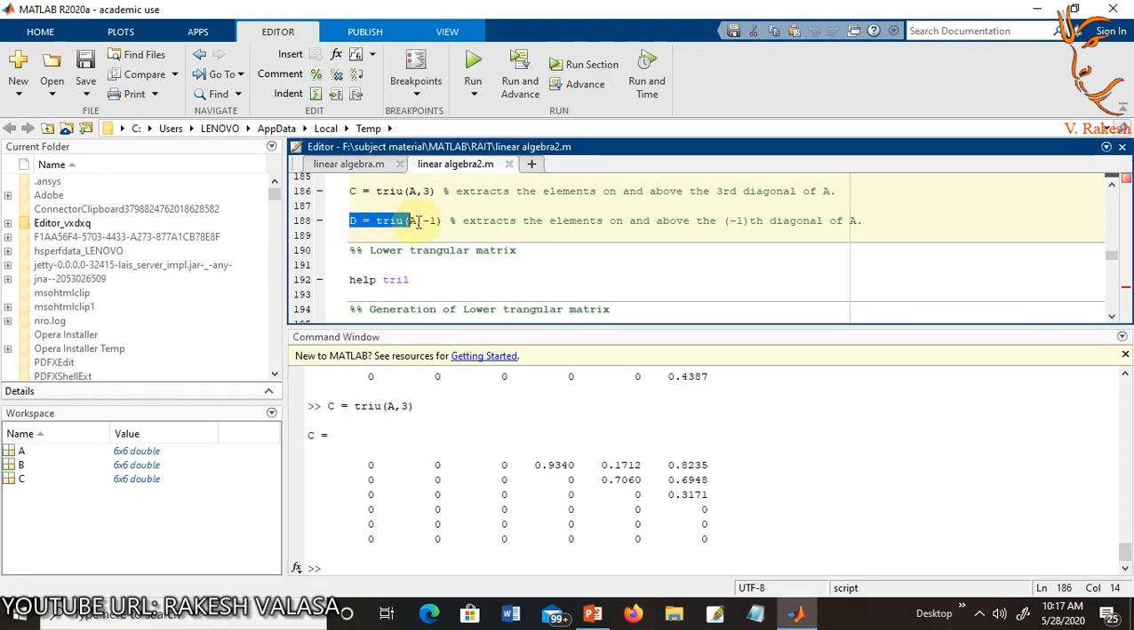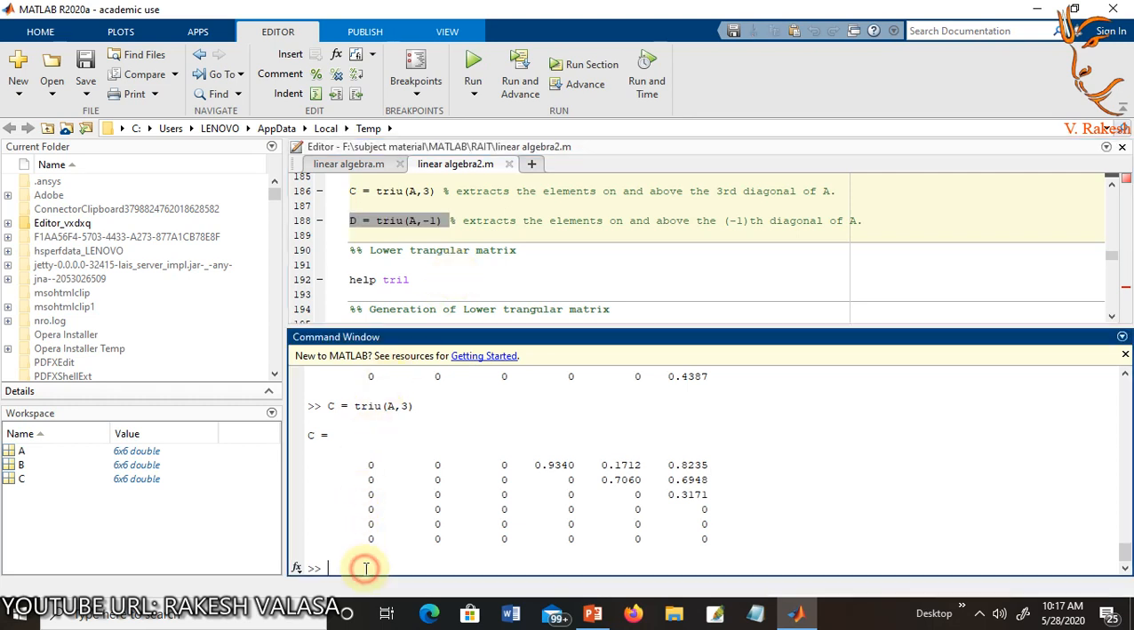Next one is D equal to triu of A comma minus 1. Let's see the answer. Extract the elements on and above the minus 1th diagonal of A. This is the main diagonal. This is the minus 1th diagonal. Remaining elements are zeros.